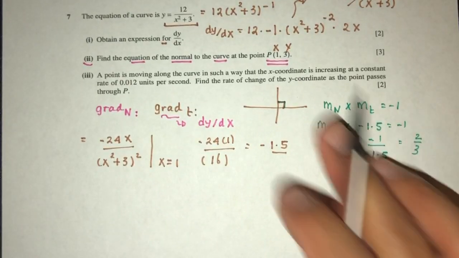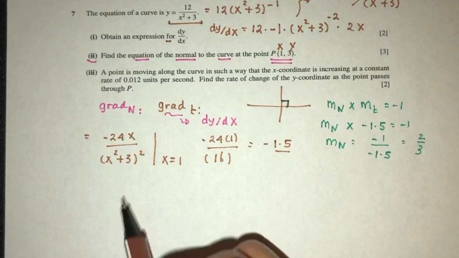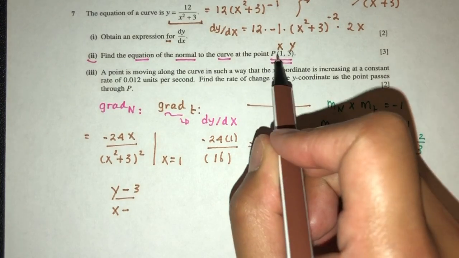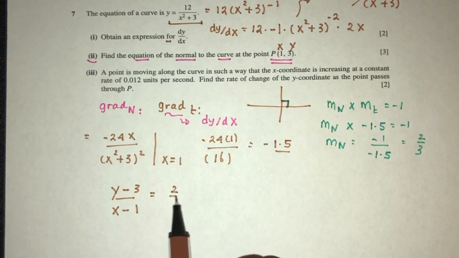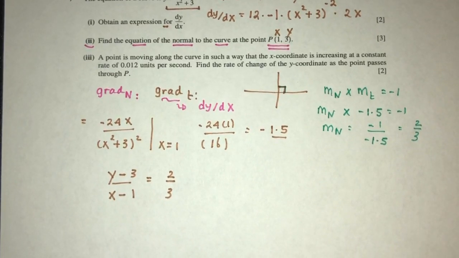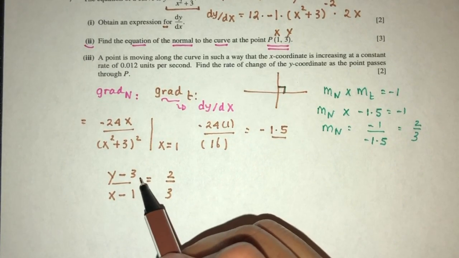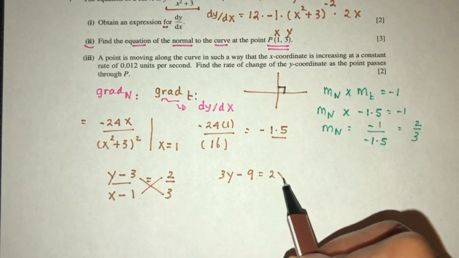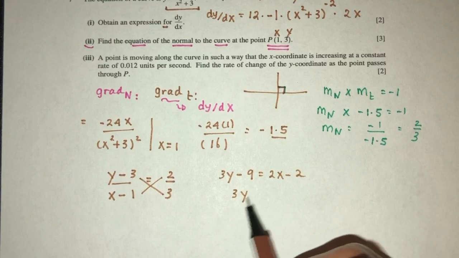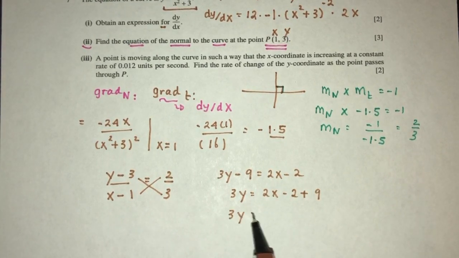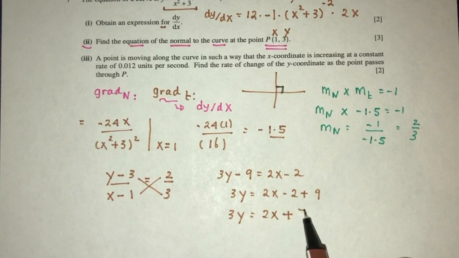Now you have the gradient, you have a passing point, you can find the equation pretty easily. So y minus this corresponding value, 3, over x minus this corresponding value, 1, is equal to the gradient. Now again, this is just the method that I use to find the equation of a straight line. If you have your own method, you can use your own method as well. Cross multiply, you will have 3y minus 9 is equal to 2x minus 2. 3y is equal to 2x minus 2 plus 9. So 3y will be 2x plus 7. That is my equation of the normal.